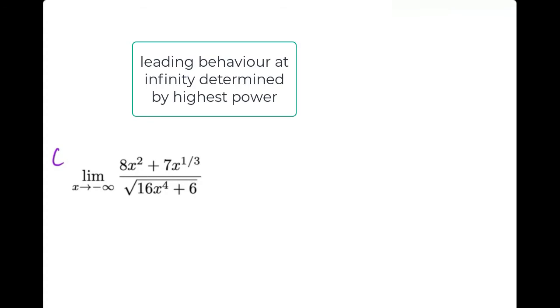I'm going to go ahead and start working through this problem if that's okay. The leading behavior is determined by the highest power. 2 is bigger than a third. So the leading behavior in my numerator is the 8x squared. In the denominator, 4 is bigger than the hidden 0 that's right there. So the 16x to the fourth term leads in the bottom.